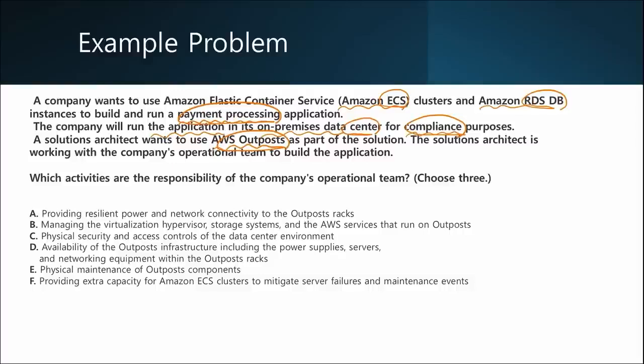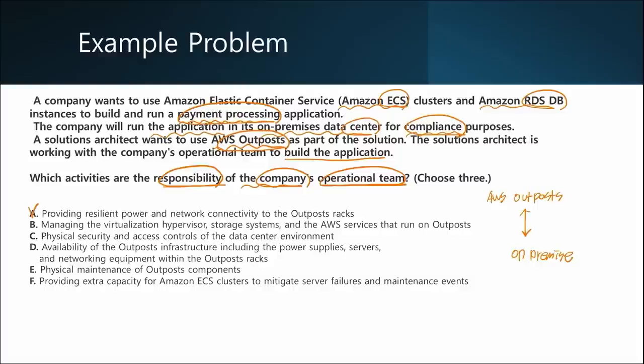The solutions architect is working with the company's operational team to build the application. Which activities are the responsibility of the company's operational team? AWS Outposts is connected to an on-premises site. The on-premises part must be handled by the operational team. So you will need to provide the hardware for that on-premises server.